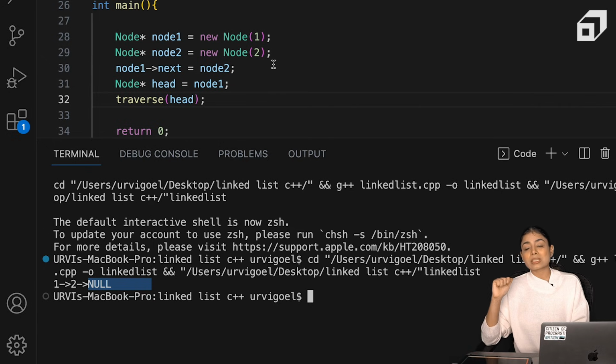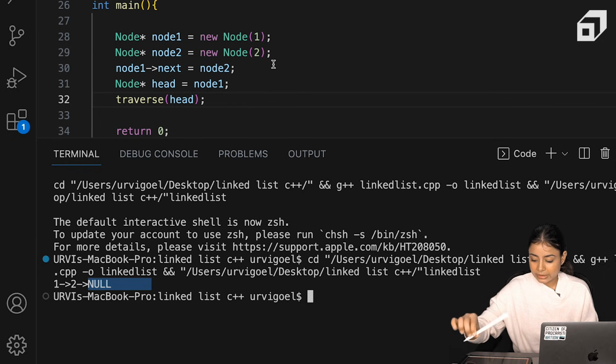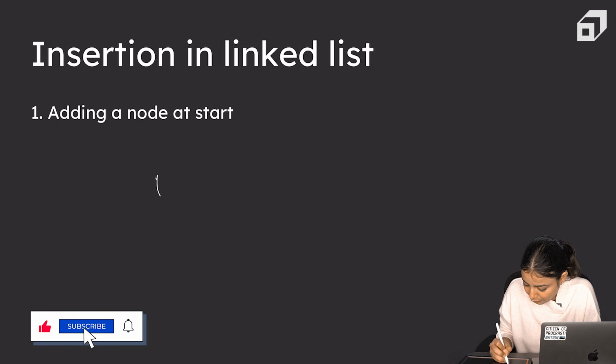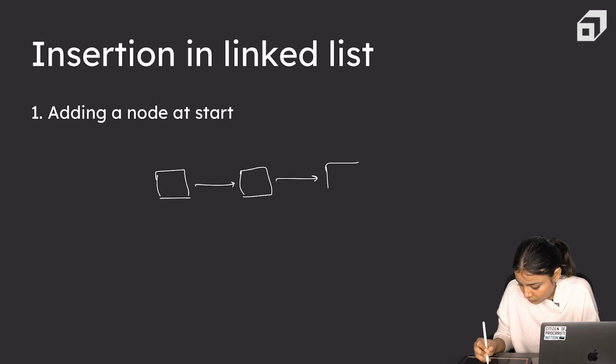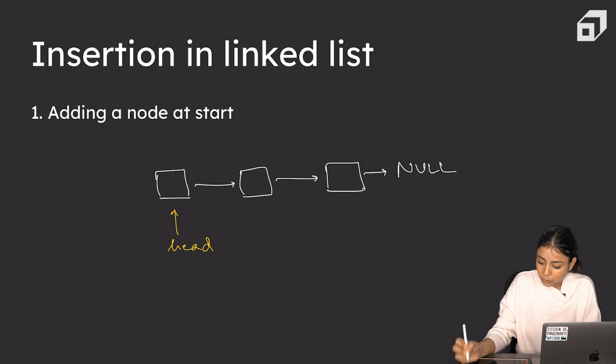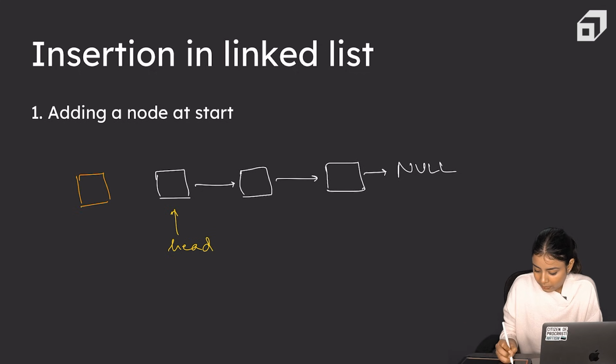Now let's move forward to seeing how insertion happens in a linked list. And for insertion, we'll be seeing 3 scenarios. First scenario is when we want to add a node at the start of my linked list. So for example, I have a linked list here. I have the head of my linked list and I want to insert a new node. This is my new node.